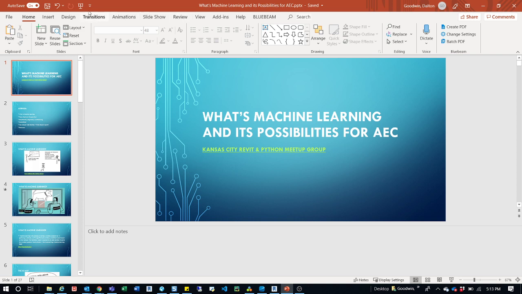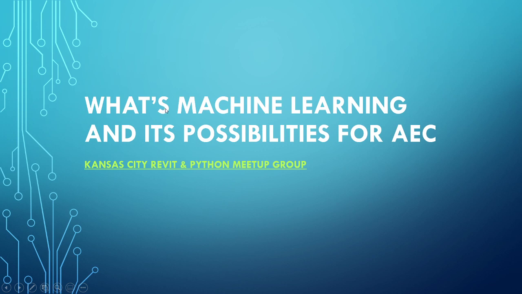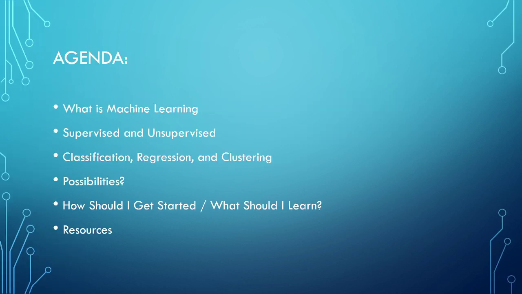So I'm going to go ahead and start this PowerPoint and we'll work through it. So what is machine learning and its possibilities for the AEC industry? The agenda is: what is machine learning, supervised and unsupervised learning. This is going to be a really basic look at ML. We're not going to dive too deep into the algorithms themselves, such as classification algorithms, regression, and clustering algorithms.